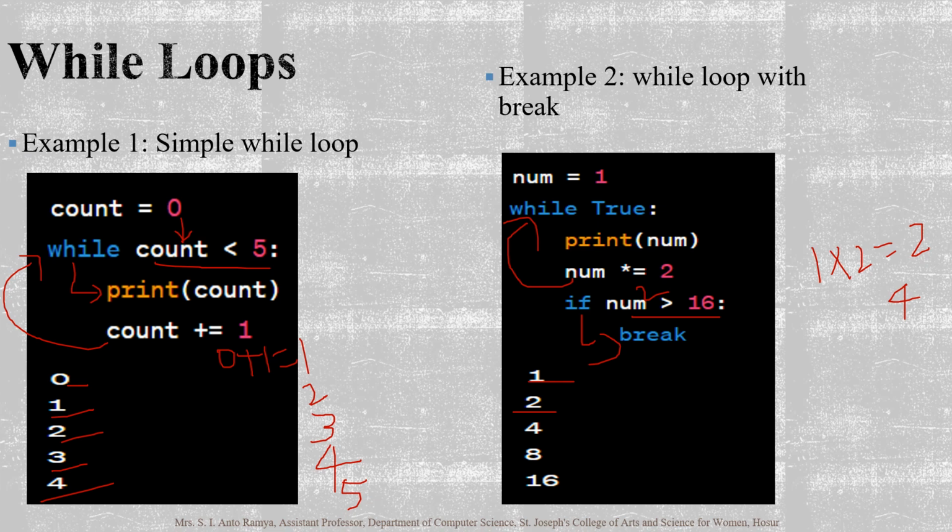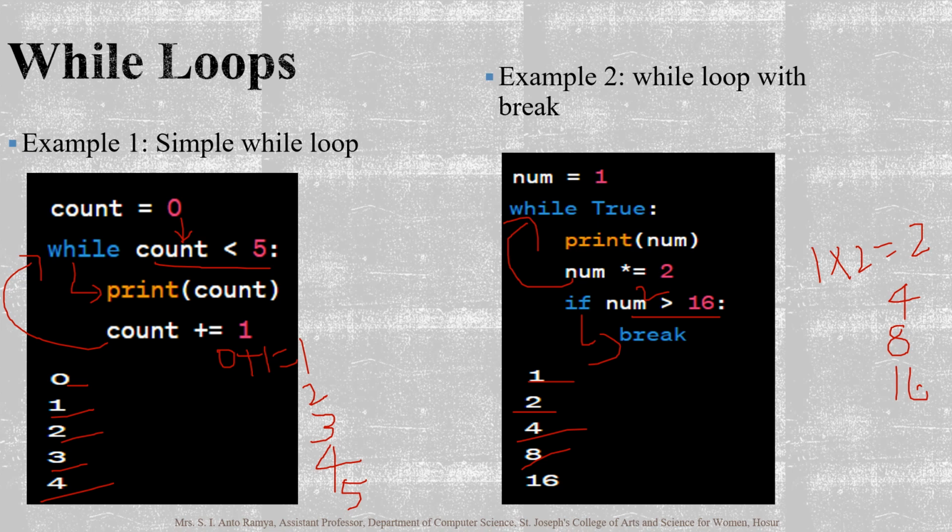Print num again. Now num value is 4. It is printed here in the output. Num into is equal to 2, so 4 into 2 is going to be 8. 8 greater than 16 is again false. Go back to the while loop. Again print the num value, that is 8. Num into is equal to 2, so 8 2s are 16. Now num value is 16. 16 greater than 16 is again false.